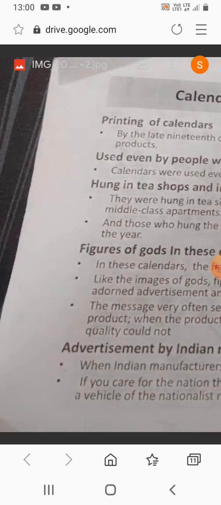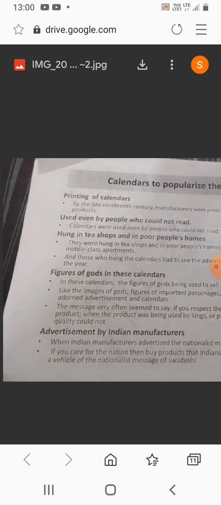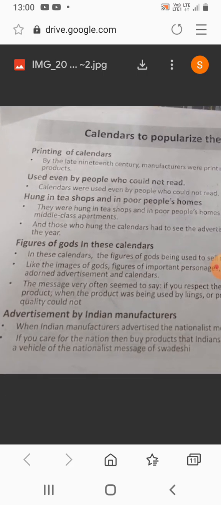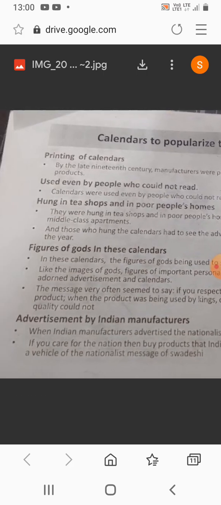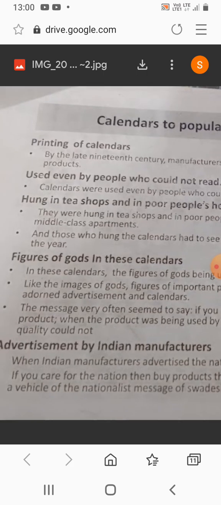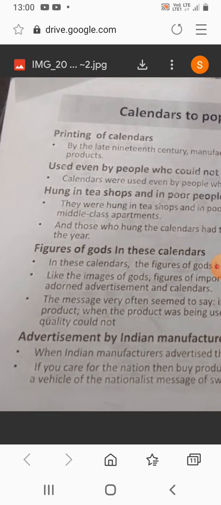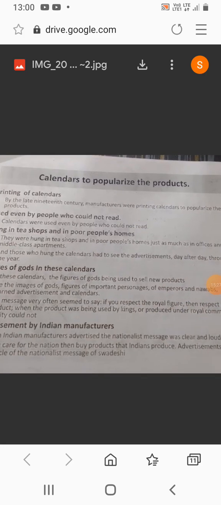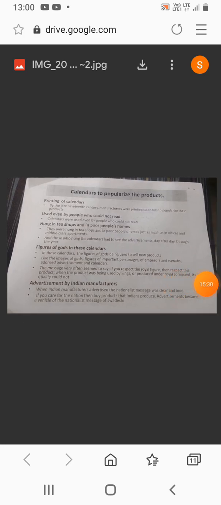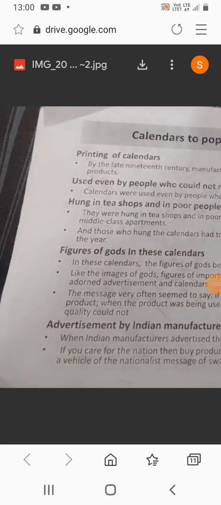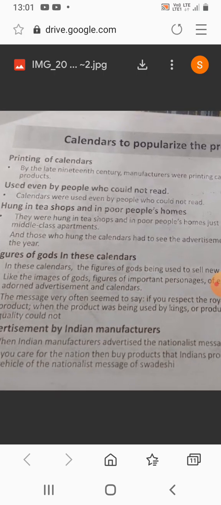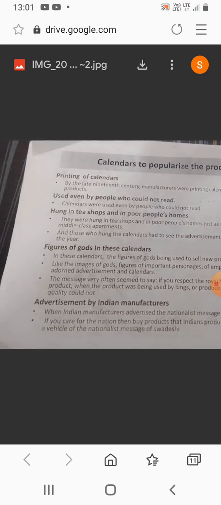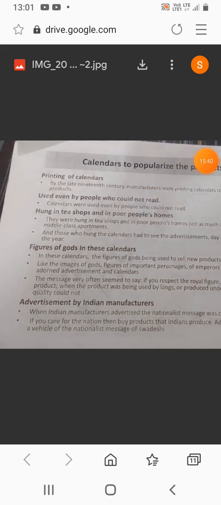And this is the pattern in which an answer has to be written in social science. Please follow this pattern of writing the answer. Printing of calendars: you have given the heading, then you explain under that heading, then used even by people. Point number 2, you give the heading, explain under that heading, and so on, so it becomes quite easy. This must be your answer writing style in social science. This is the simplest possible technique.